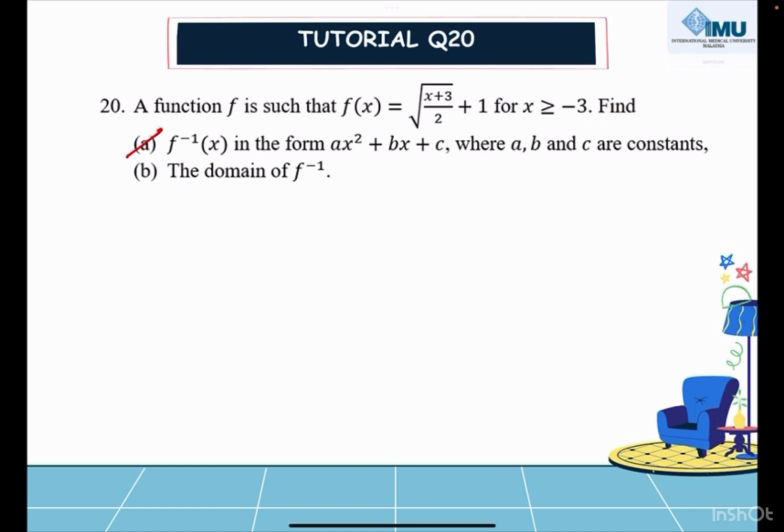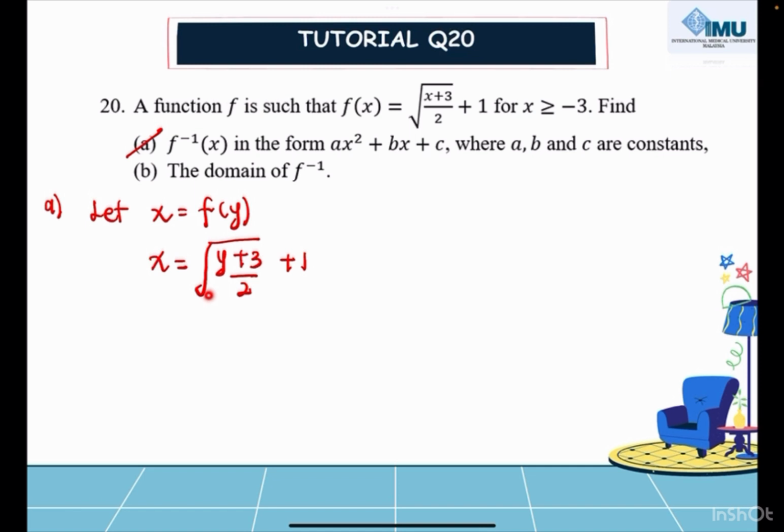Now part A. Find f inverse. How to find f inverse is simply letting your x equal f(y). Now, what is your f(y)? f(y) is basically your f(x), where you simply change the variable x to y. Hence, you will obtain an expression of the square root of (y plus 3) divided by 2. Don't forget to put plus 1.